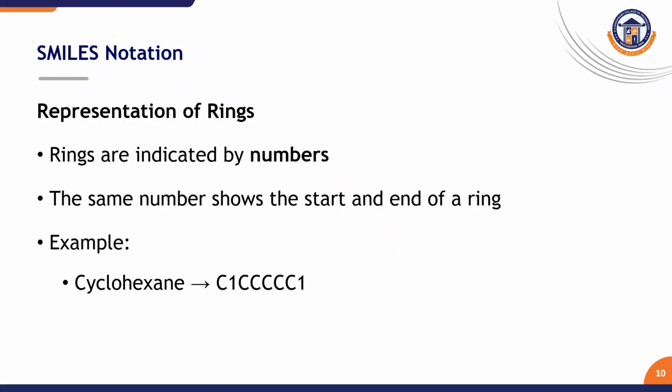It can be used for the representation of rings. The rings are usually indicated by numbers. The same number shows the start of the structure and the end of a ring. Example, you can take cyclohexane. It is C1 start, C1.